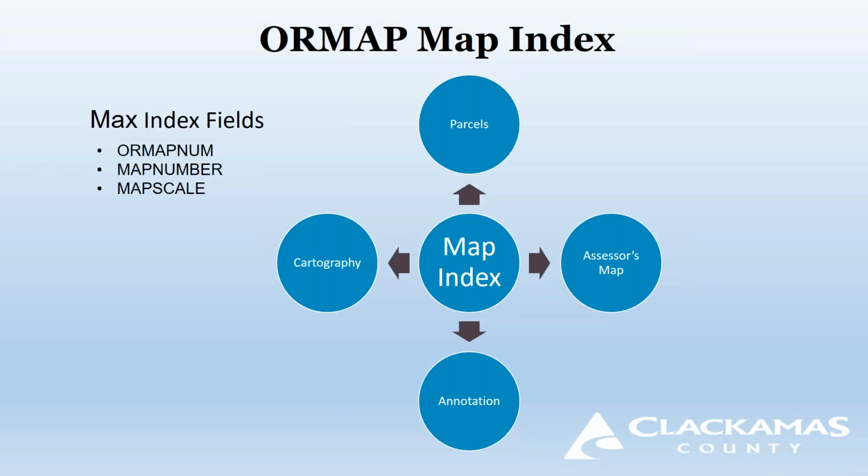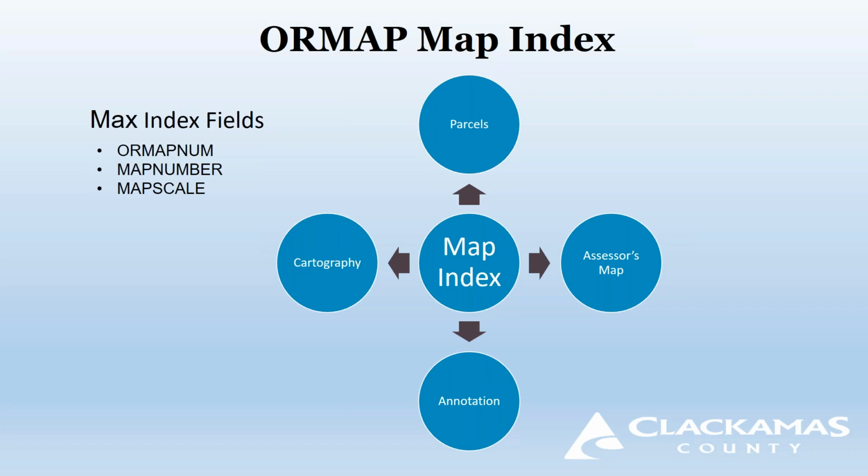What's the driving feature class behind this is our map index. The map index defines the boundary of each of our maps, and it has our map number, our ORMAP number, and a map scale. The parcels will pull data from the map index, again the map number and the map scale. The map index drives the assessor maps. It allows us to dynamically create maps and assign definition queries.